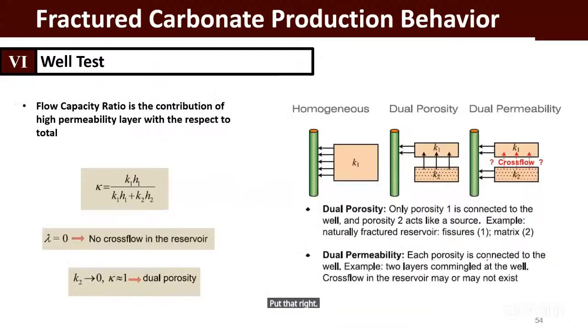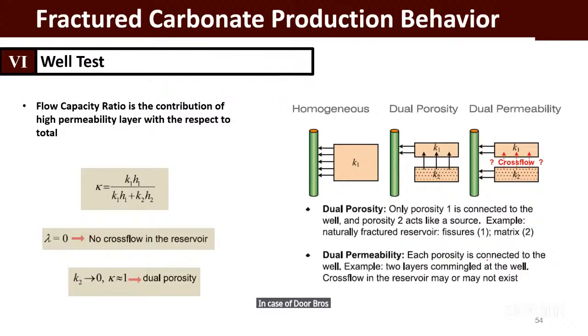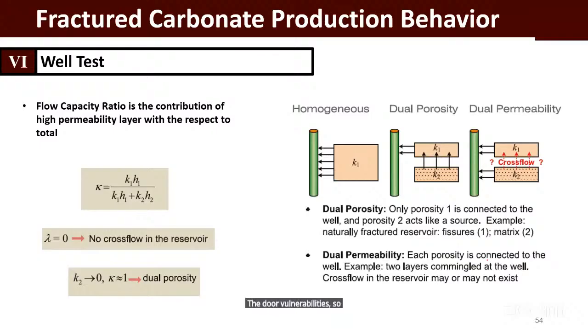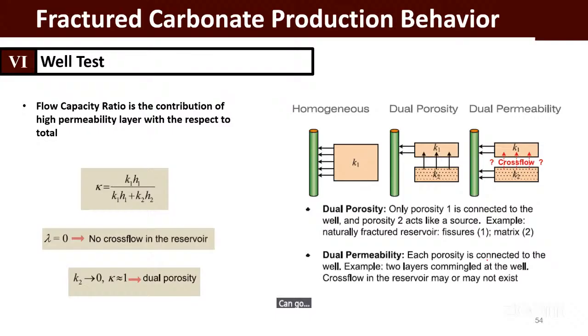Now we are going to see the differences between the dual porosity and the dual permeability system. In the case of dual porosity, only porosity one, which is the porosity of the fracture, is connected to the well. However, porosity two, the matrix, acts only like a source that feeds only the fracture. In the dual permeability system, both of them are connected to the wellbore, so both the fracture and the matrix can feed the well.